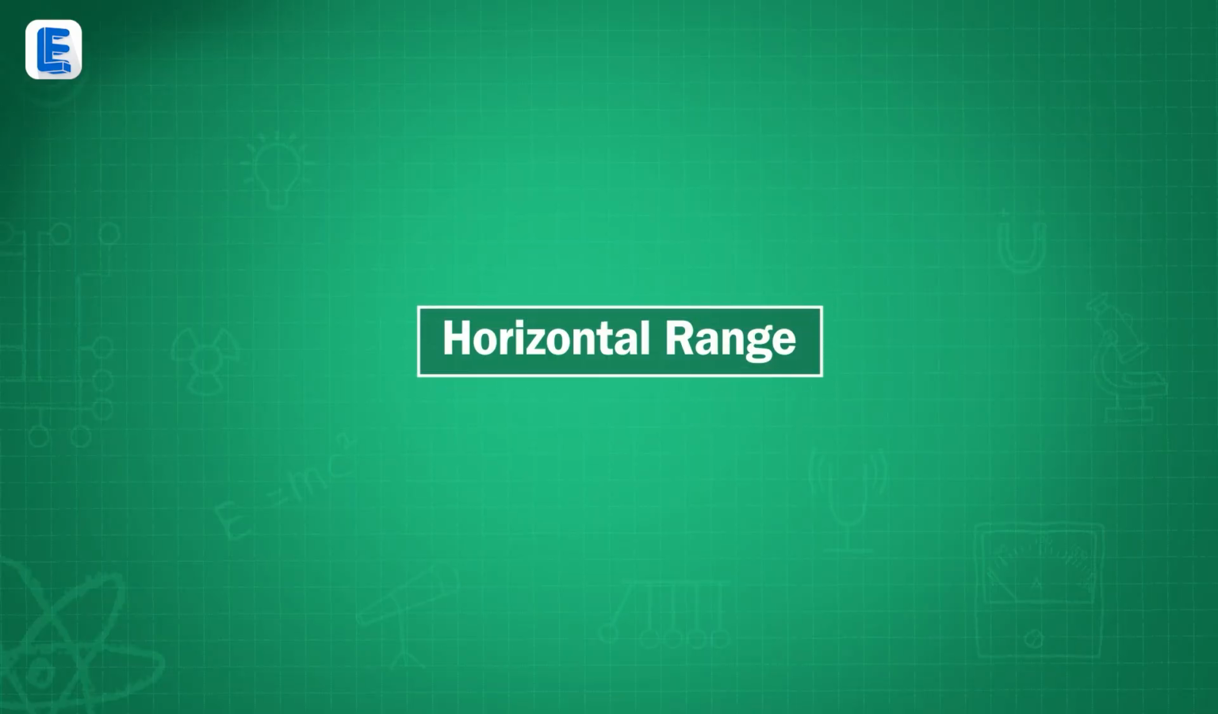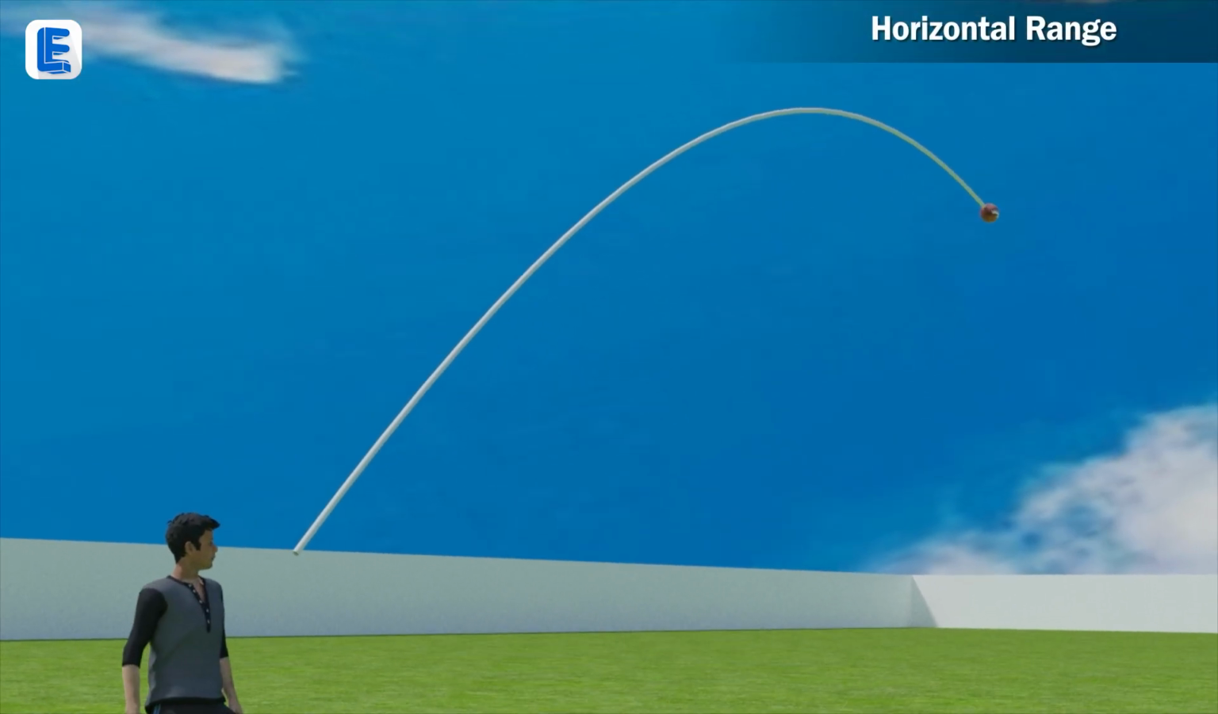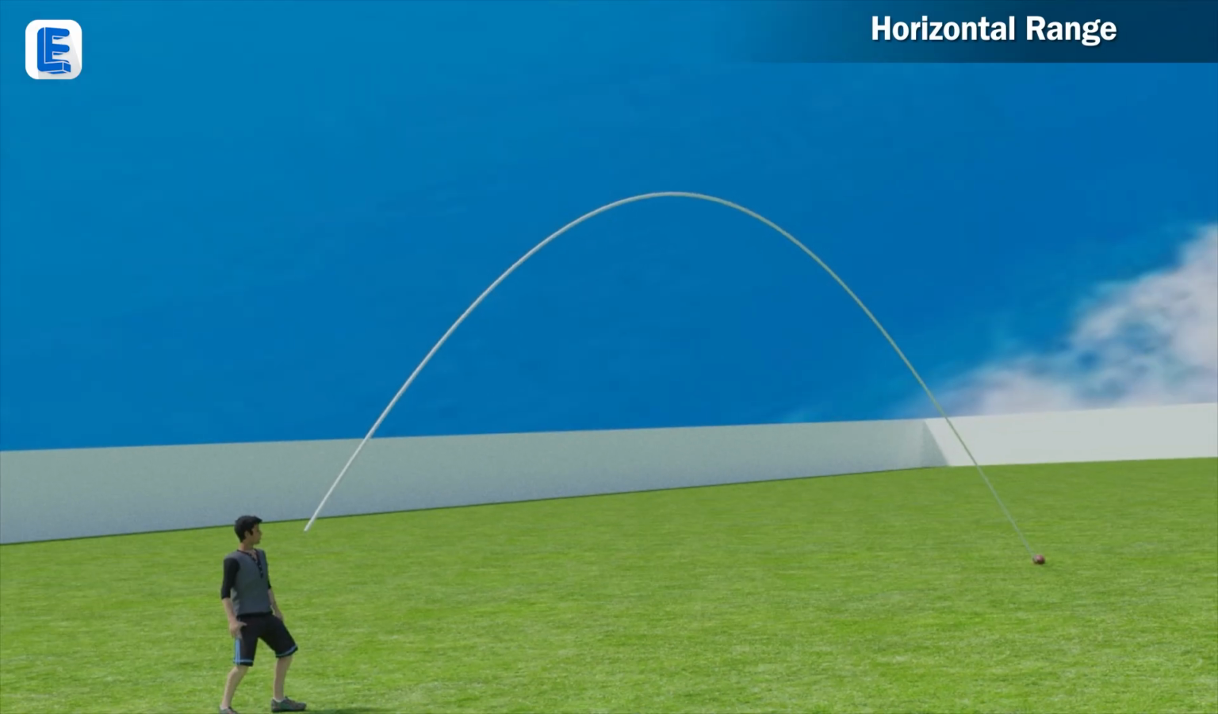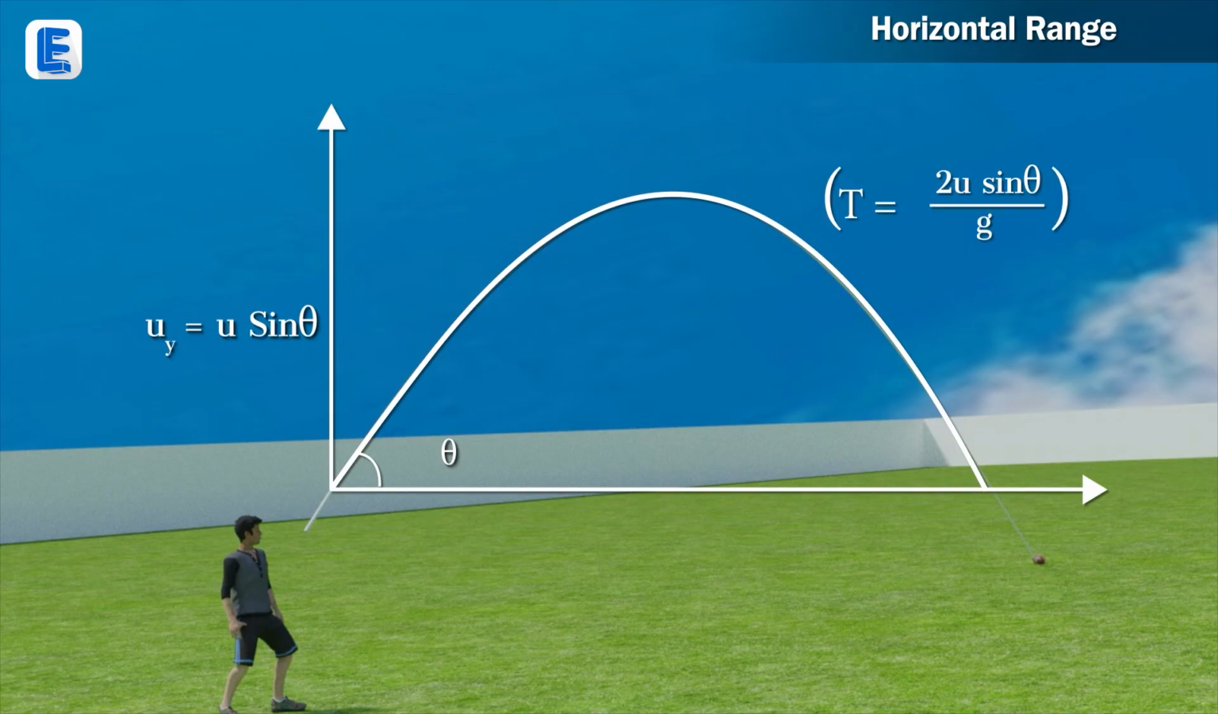Horizontal range. The distance traveled by a body from the moment it is projected, traveling through the path of projection and reaching the ground, is called range. The time taken by the projectile to travel through the path of projection and touch the horizontal ground is called time of flight. T is equal to 2u sine theta by g.